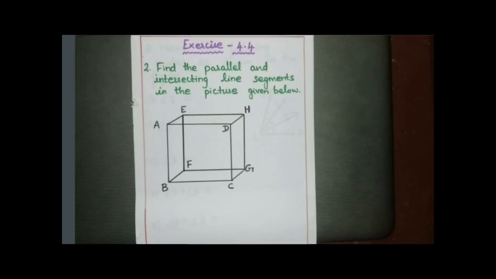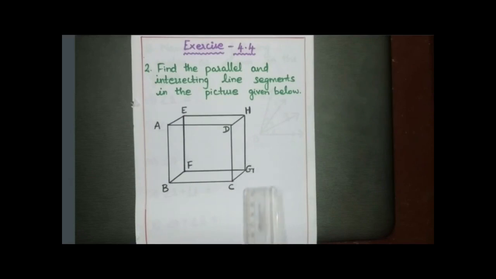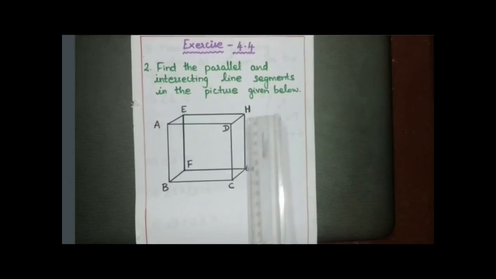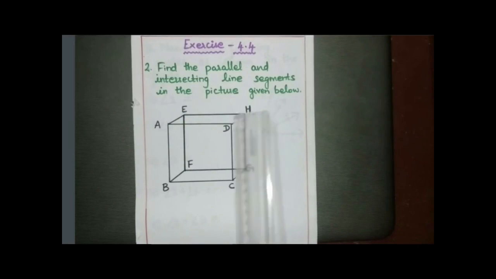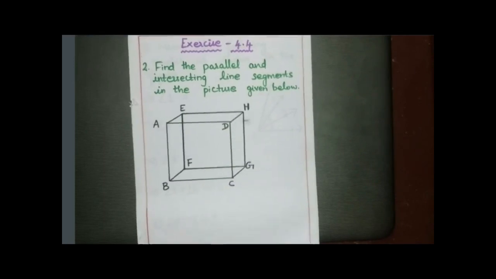So first let us write the parallel lines. What are all the parallel lines? Look at the picture. Here AB and CD are parallel because they do not intersect each other. Similarly, every pair BC, FG, CD, GH, AD, EH and AB, EF are also parallel. So write the parallel lines first.